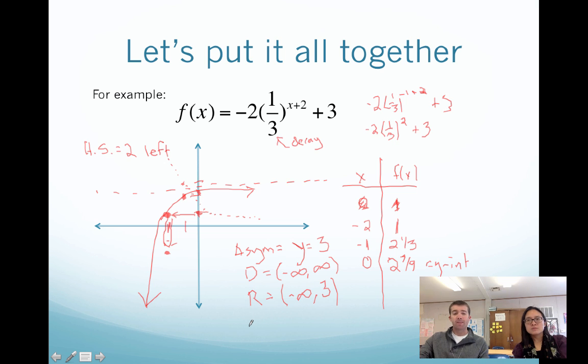It's got a summary of all those transformations. So don't get daunted. Just start small. Start with the parent graph. How do we move it? One at a time. And we really highly recommend making that table and plugging in, if worst comes to worst. Pick easy numbers that you can do in your head. Don't start with some crazy exponent that you can't do, because you need to be able to do it with a 4-function calculator. Yeah, exactly.